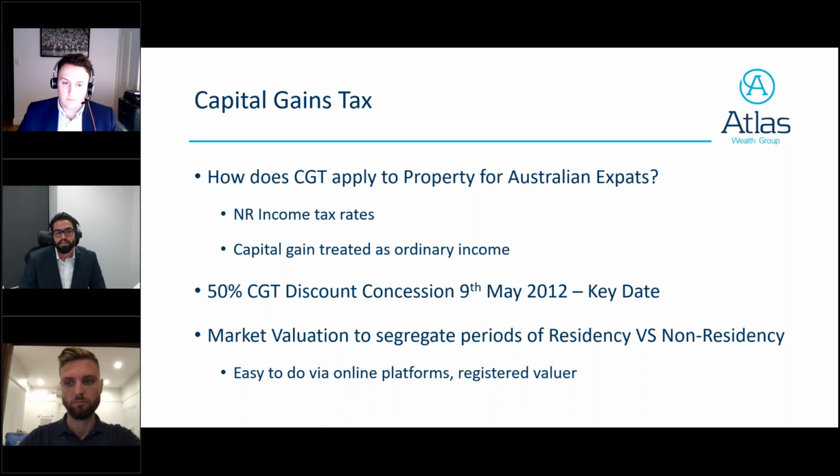A market valuation can be really instrumental in segregating those different periods of residency versus non-residency, and just gives you peace of mind in the event you're ever doing any hypotheticals, buying more property, or maybe releasing one property so you can diversify across another property asset. That's a really important one. Plenty of good online platforms. I think the one that comes to mind right now is probably Option Solutions. They're probably a national provider. A lot of clients have used them in the past. But market valuations are definitely important for breaking that up.